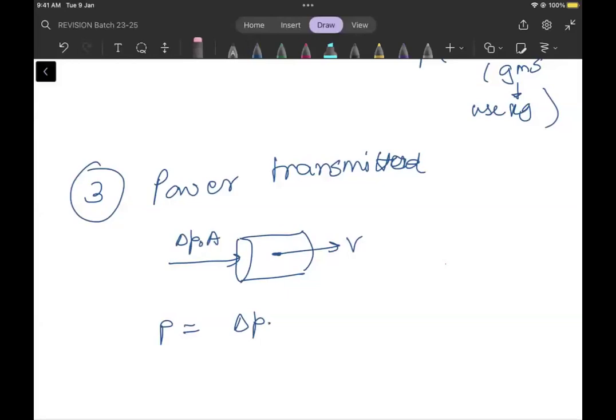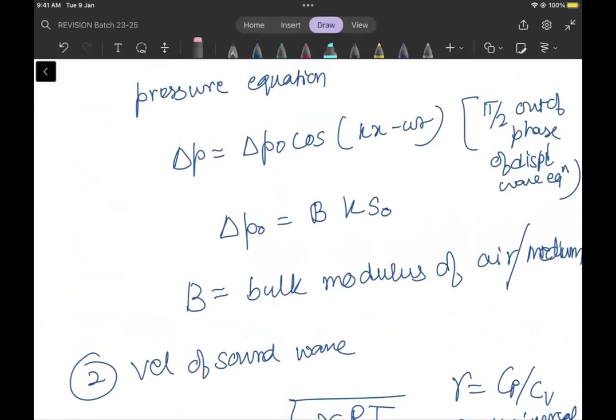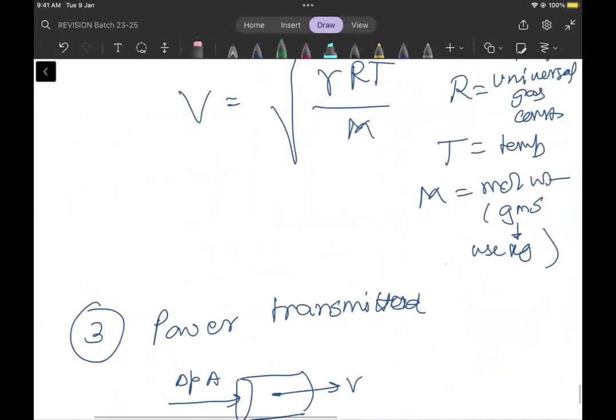It is not delta P naught because it may be any delta P. By the way, please let's be clear on this. This delta P is the pressure above or below PATM. Okay, and delta P naught is the pressure amplitude.